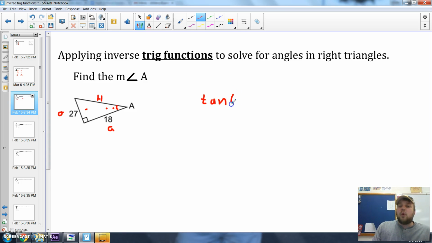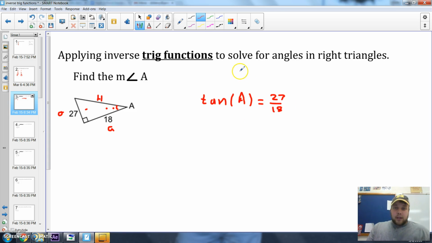But the tan of what angle? I don't know what it is. It's angle A, right? Remember, that's what I'm trying to find. I know tan of angle A should give me the opposite, which is 27, divided by 18. Opposite over adjacent. So the tan of A.